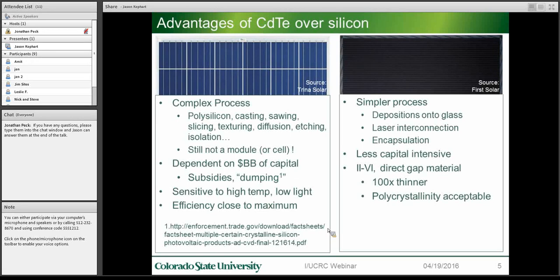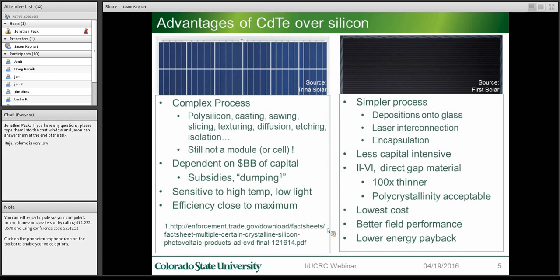And because we're using a II-VI direct gap semiconductor, the material can be 100 times thinner. And we can make a good enough material with polycrystalline films to make a good device. This is the lowest cost photovoltaic technology. It also has better field performance per watt of rated power because it is less sensitive to high temperatures and low light conditions. The efficiency is also over 18% for the record module now, which is better than polycrystalline silicon. And the energy payback time is lower, which means the energy that went into manufacturing the module can be made back by putting the module out in the field for only 6 months.